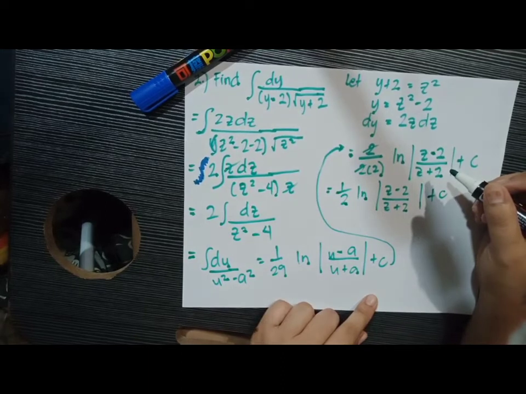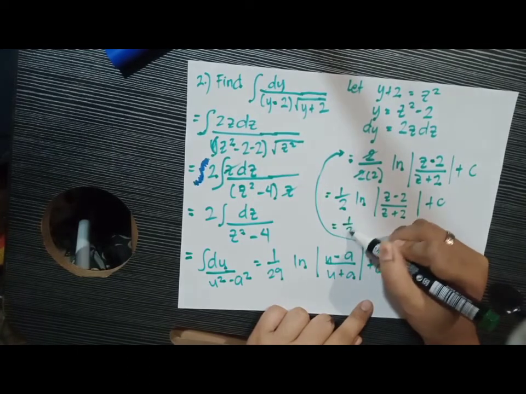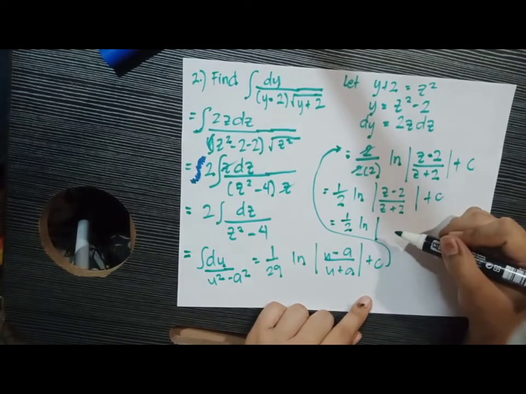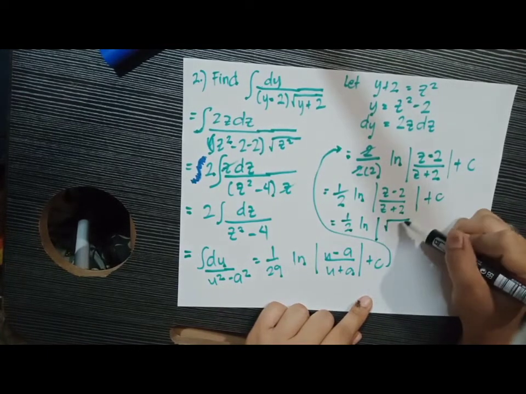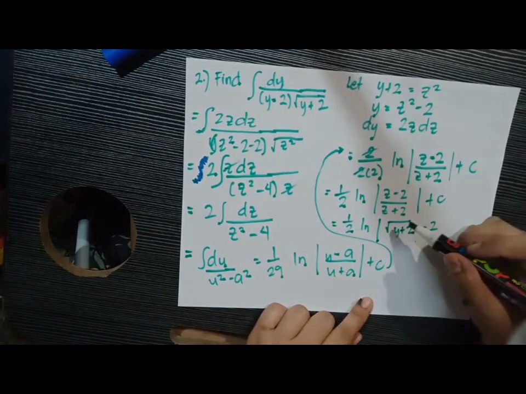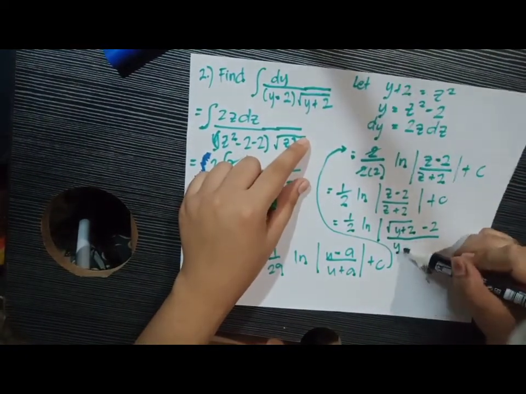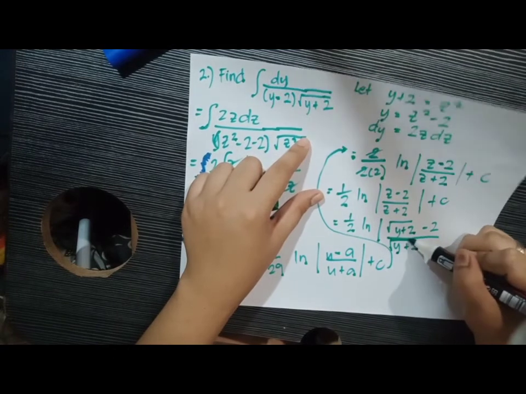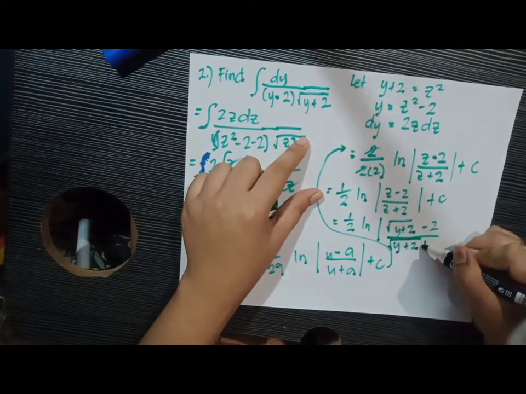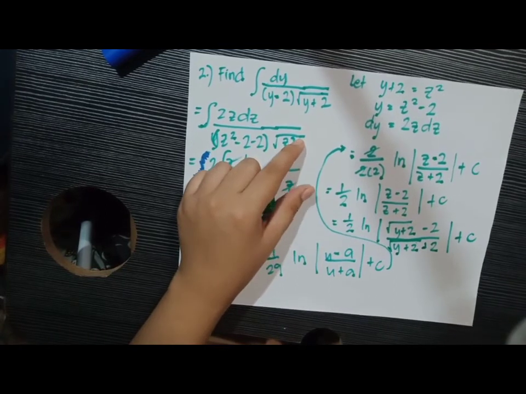Go back to the original. We have equal to 1/2 ln of square root of y plus 2 minus 2 over square root of y plus 2 plus 2, plus c. That is the final answer.